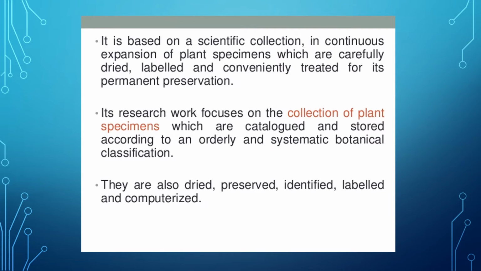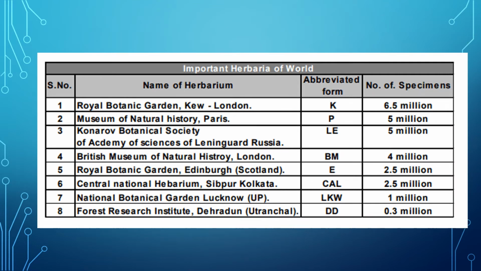It is based on a scientific collection in continuous expansion of plant specimens which are carefully dried, labeled and conveniently treated for their permanent preservation. Its research work focuses on the collection of plant specimens which are catalogued and stored according to an orderly and systematic botanical classification. First of all, they are dried, preserved, then identified and labeled, and whatever reports are given, they are computerized. Let's see the different important herbaria of the world. First, it's the Royal Botanic Garden, which is located in Kew, London.